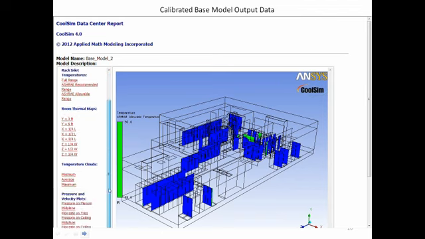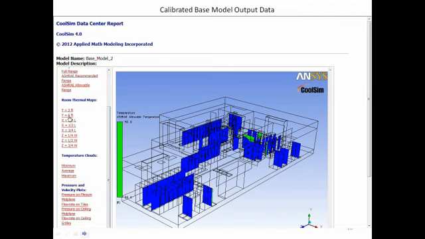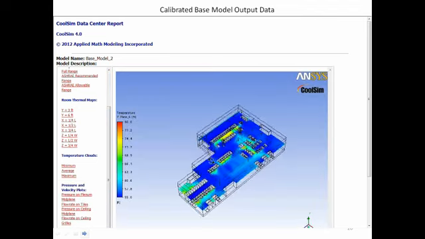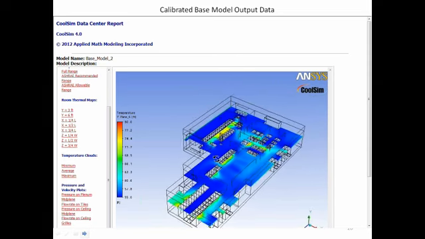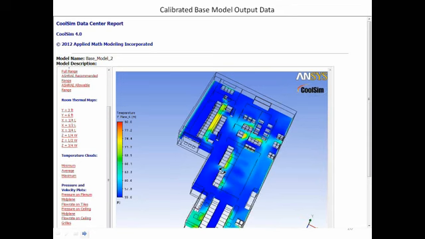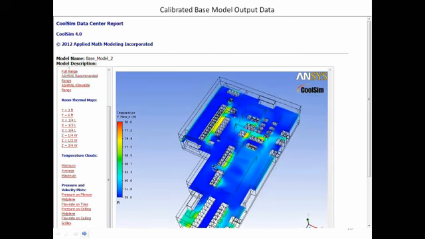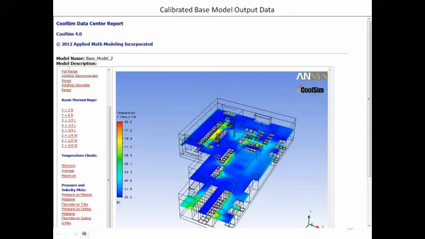We have a bunch more that we can look at. We have, of course, slices. This slice is actually a fairly good representation of what's going on in the room. So you see some heat being generated there, but not very much. That room is stone cold.